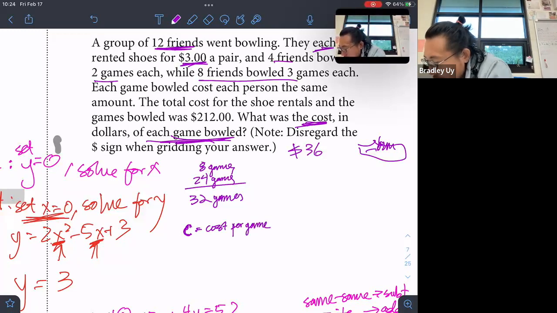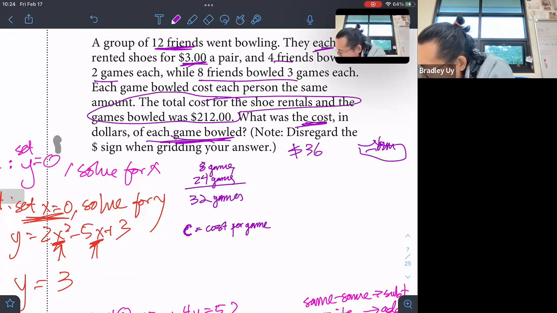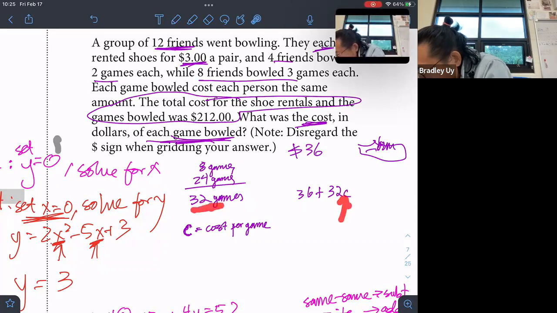If we had to make an equation, the total cost, we would get it from this equation. The total cost for shoes, 36, plus the games bowled. Well, I bowled 32 games, but I don't know the cost, so that's where this comes in. If the cost was $1, I paid $32 because I played 32 games.